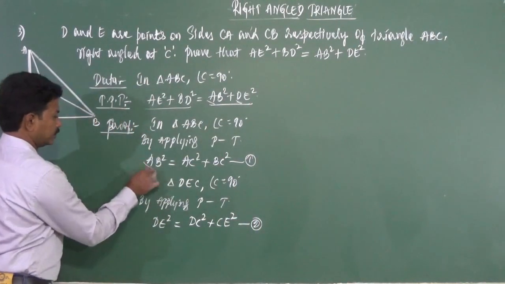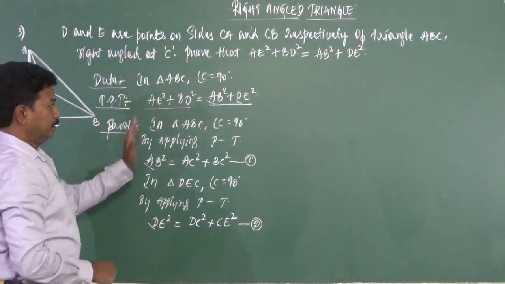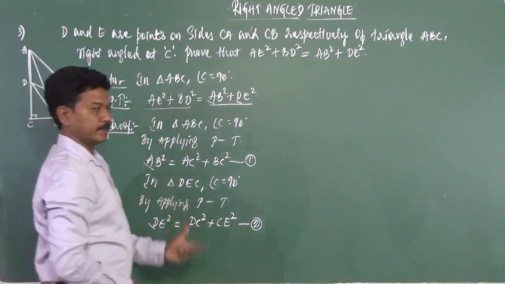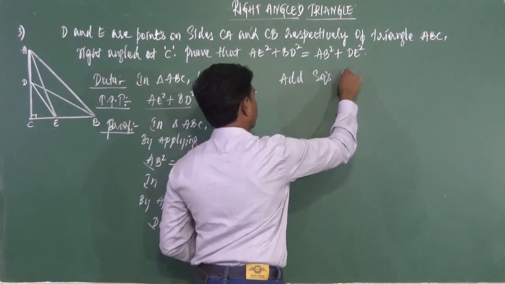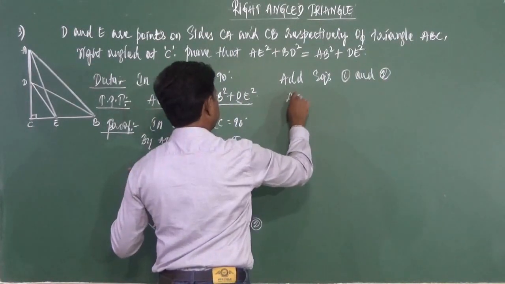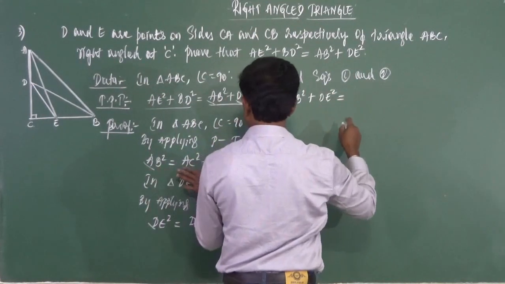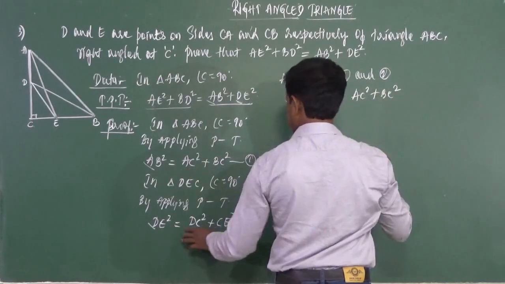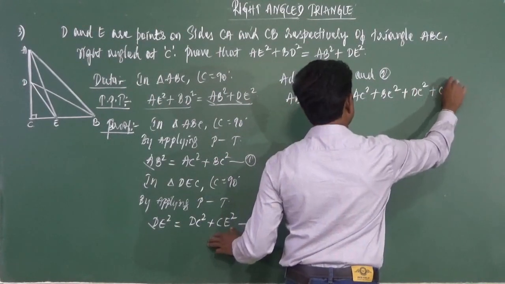So now we have AB square, we have DE square. So we have to add these two equations so that we get AB square plus DE square. So let us add it. Add equations 1 and 2. So therefore AB square plus DE square is equal to AC square plus BC square plus DC square plus CE square.